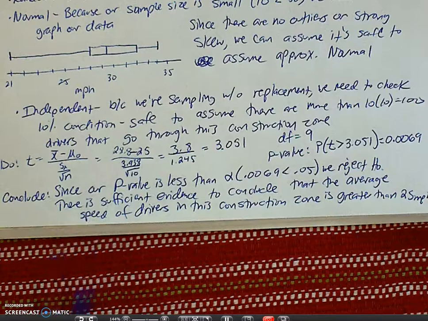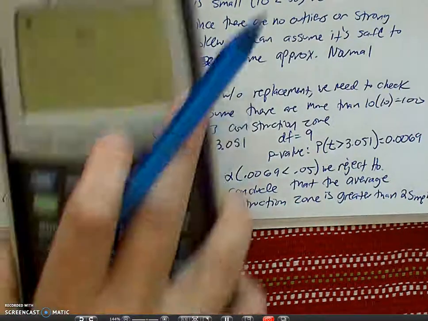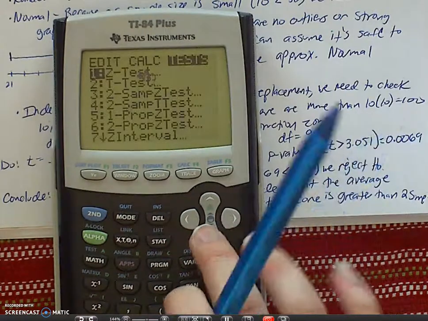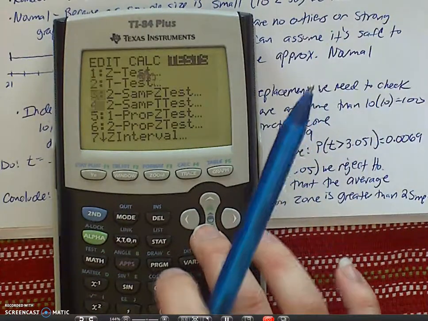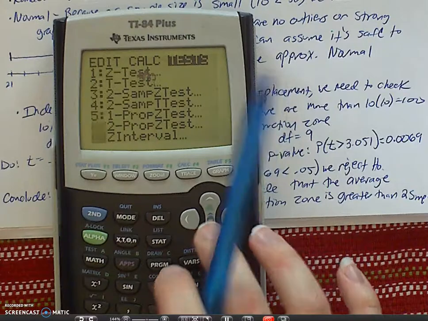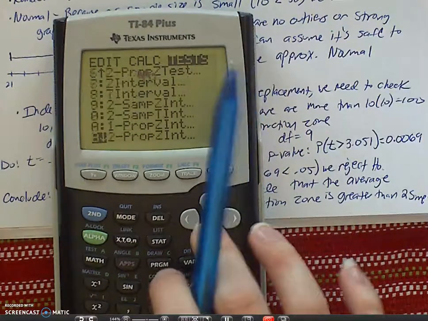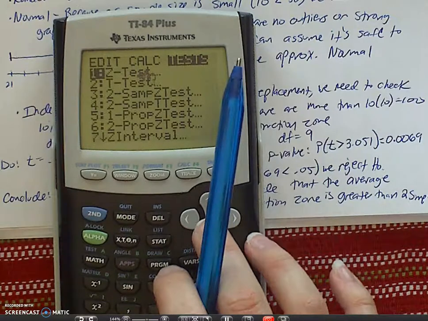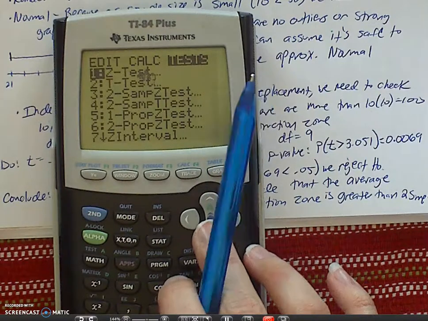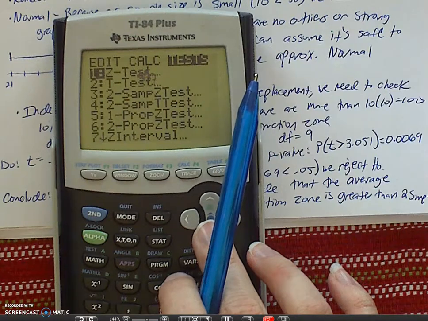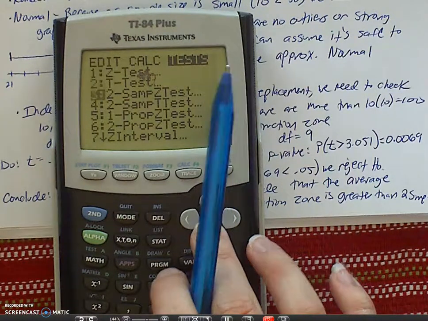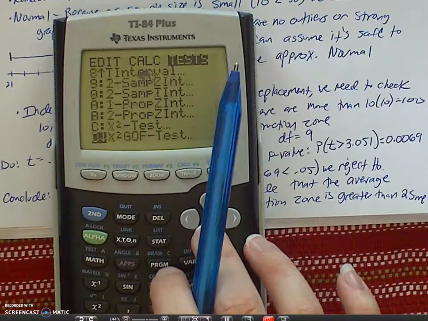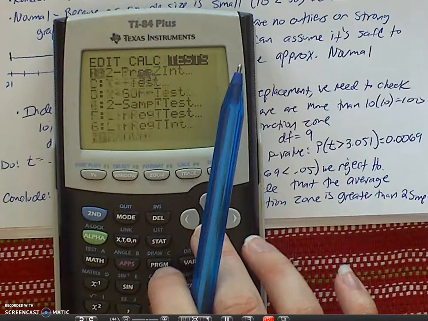Now, remember for the do step, you can write it all out like this. You can also use your calculator to check it. So let's see how we would do that here. If we go to stat and we go over to tests, we have to pick the correct one. So what are we doing here? Well, it's a one sample t-test. So I believe I'm going to do option 2. That seems like the best one to me.